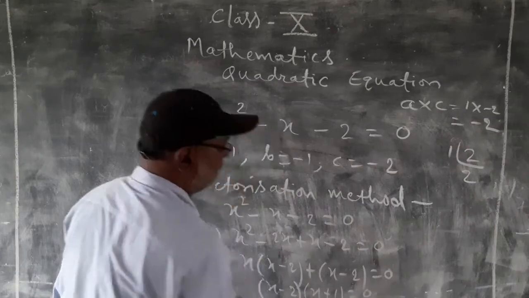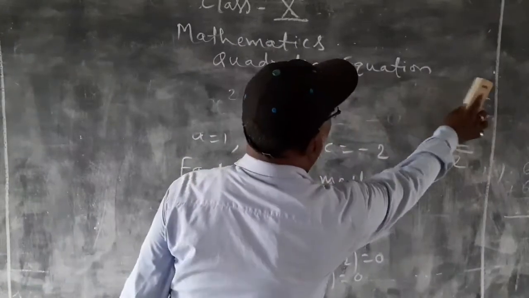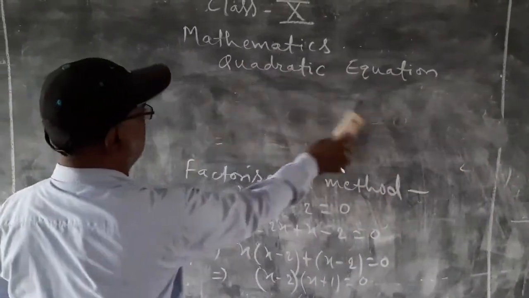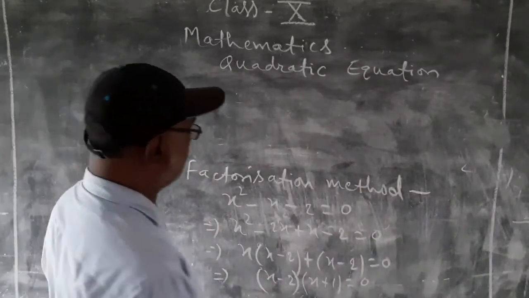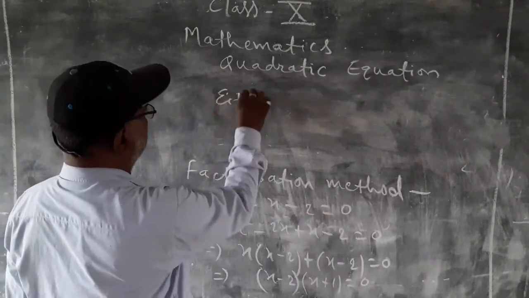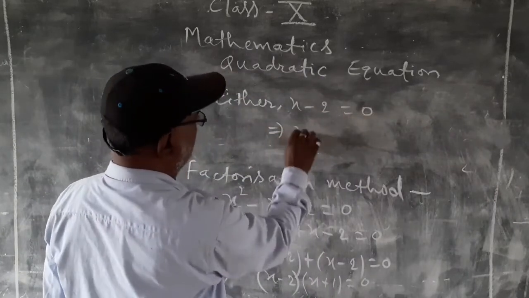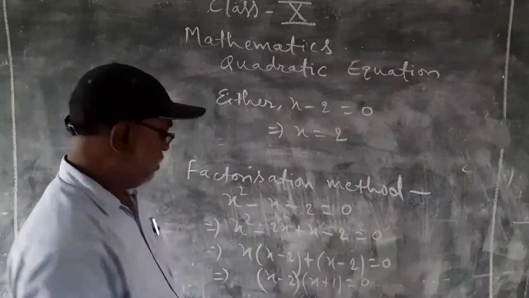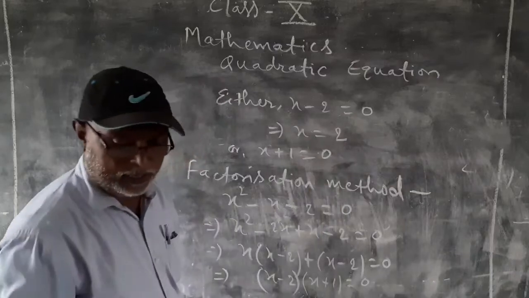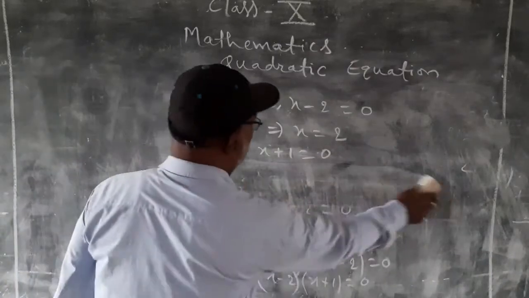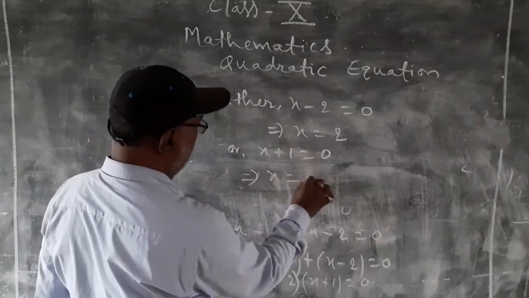equal to 0. Now, if the product of two numbers or two algebraic expressions is 0, then one of the algebraic expressions must be 0. Therefore, either x minus 2 equal to 0, this implies x equal to 2, or x plus 1 equal to 0, this implies x equal to minus 1.